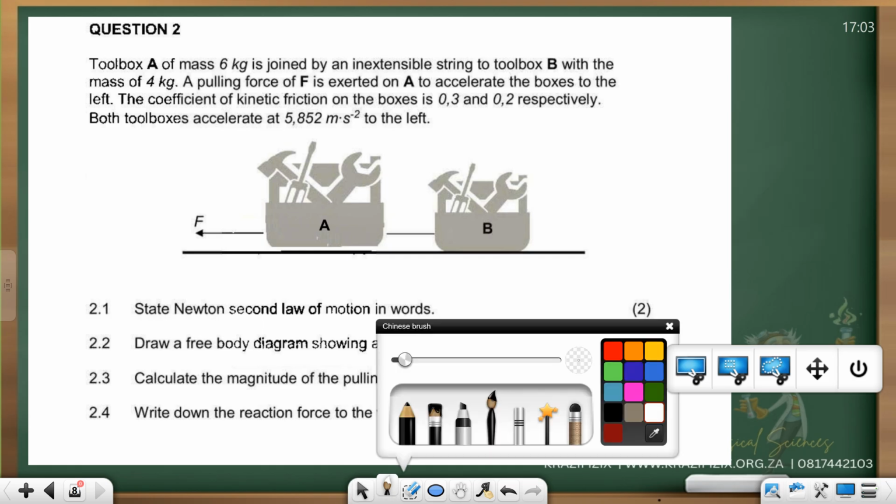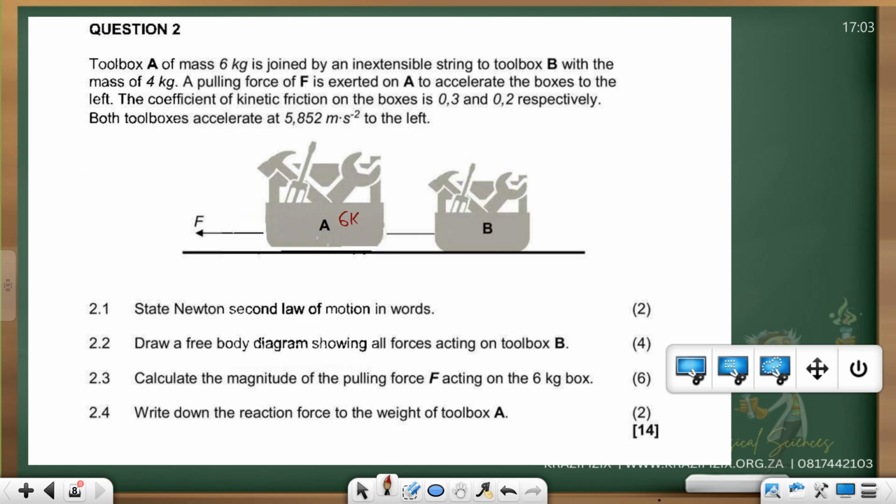Toolbox A of mass 6 kilogram is joined by an inextensible string to toolbox B with a mass of 4 kg. A pulling force F is exerted on A to accelerate the boxes to the left. The coefficient of friction on the boxes is 0,3 and 0,2 respectively. So we start with A, coefficient of friction 0,3. Coefficient of friction 0,2. Both toolboxes accelerate at 5,852 meters per second squared to the left. All right, let's keep that.